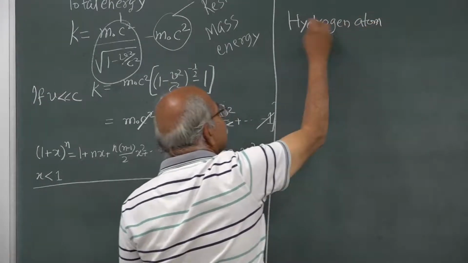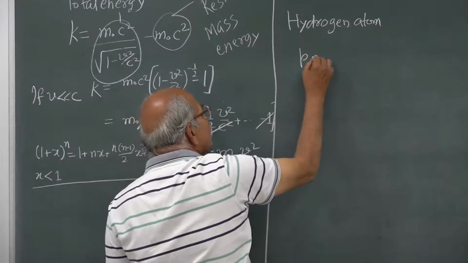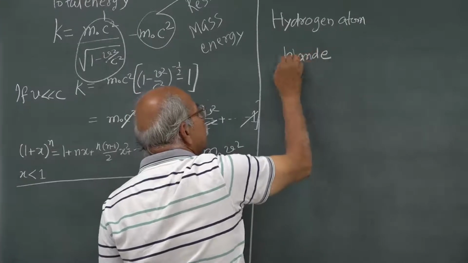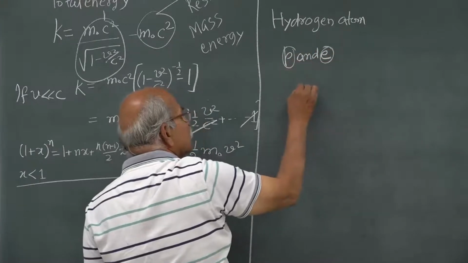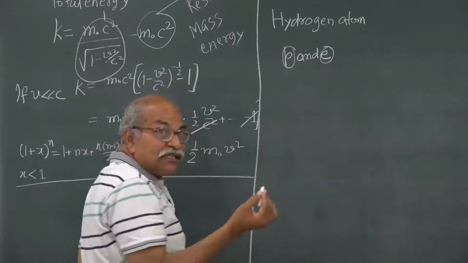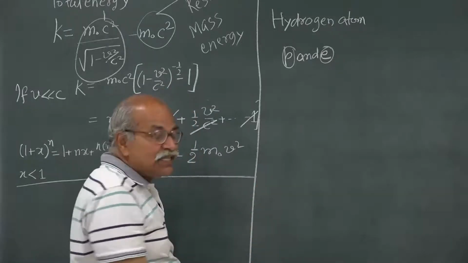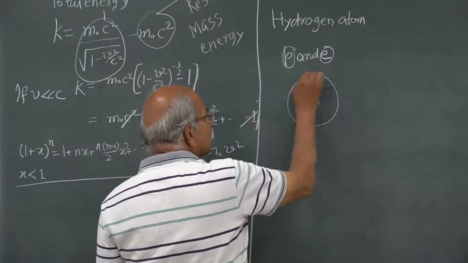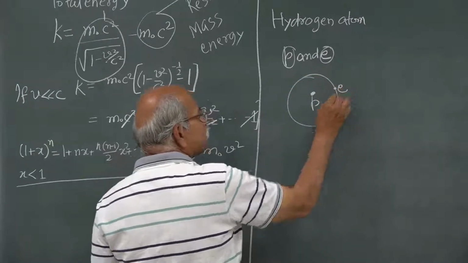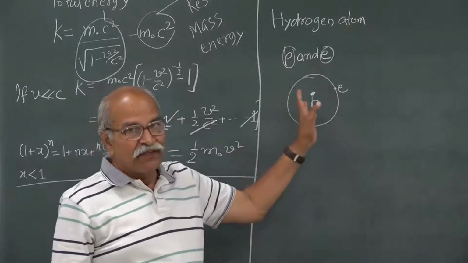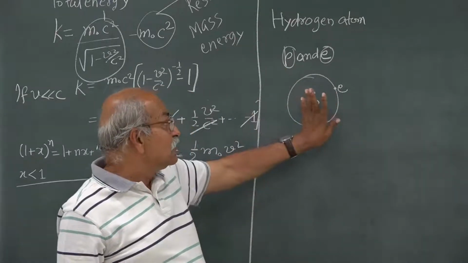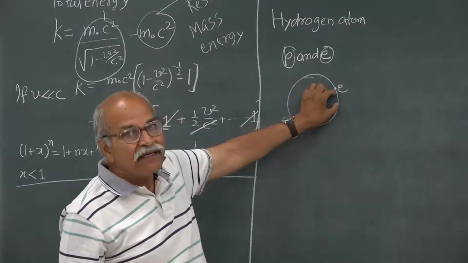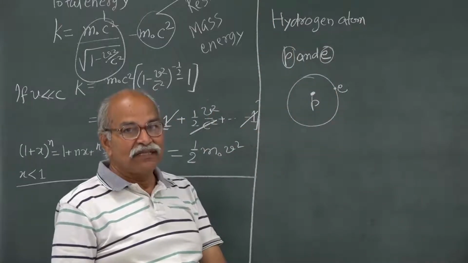A hydrogen atom is made of a proton and an electron, and they are bonded. P and E, and they are bonded. The simple picture that we draw in schools is that you have a proton here and an electron going on a circle. This is a simple picture which we draw. Whether it goes on a circle or not, a hydrogen atom is a combination of proton and electron bonded together.